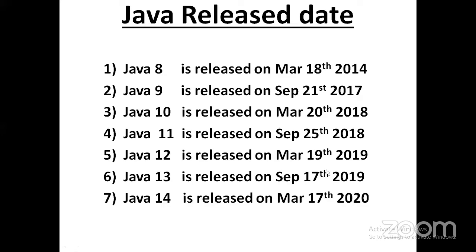Look at that, they fixed the date also. From Java 10 there were a few days of difference. From 20, 21st, 19, some few days difference is there. But from 13 onwards, the date is also fixed. September 17, March 17. Date, month, year, everything is fixed. Exactly on that date, on that day, in that month, new releases will come into the market with new features.